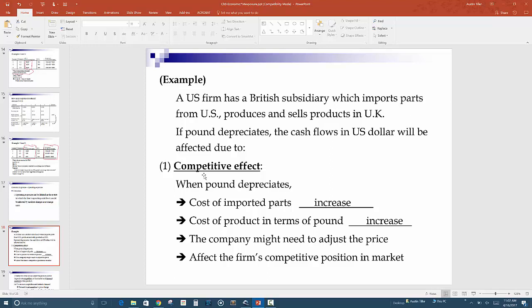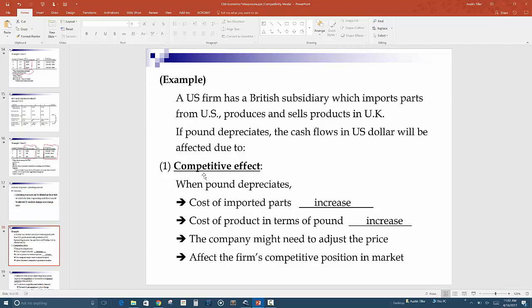They produce their goods in the UK, they sell their goods in the UK. Yeah. In which way? Well, the cost of their imported goods. Thank you for reading that for us. Alright, so that's right. Of course, that's right. I put out the slides myself.